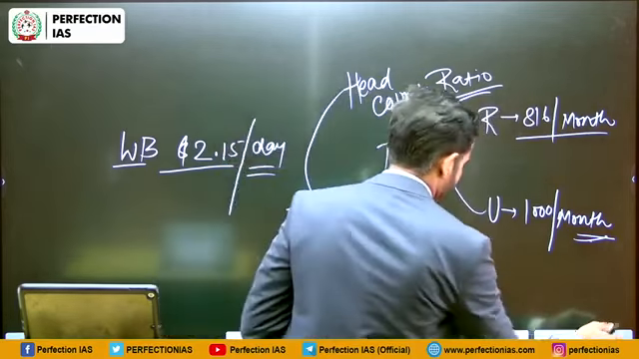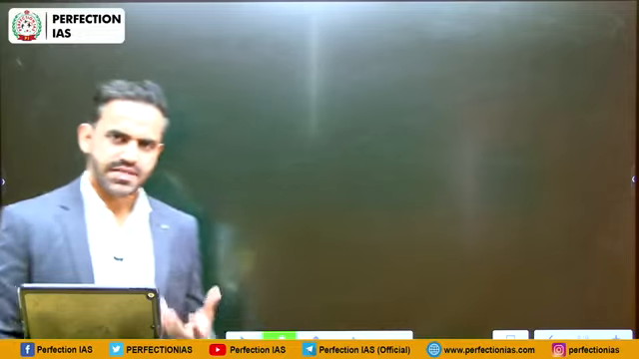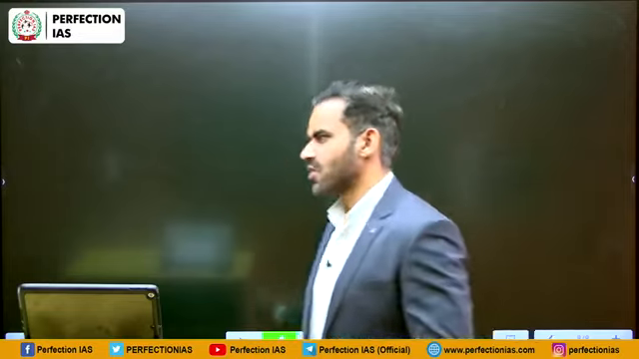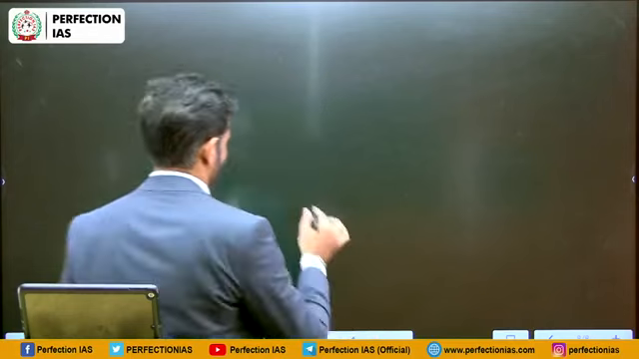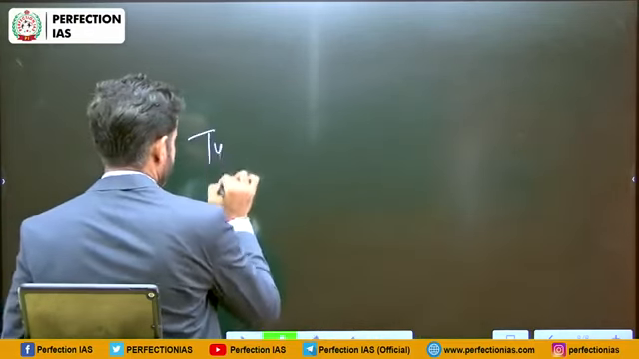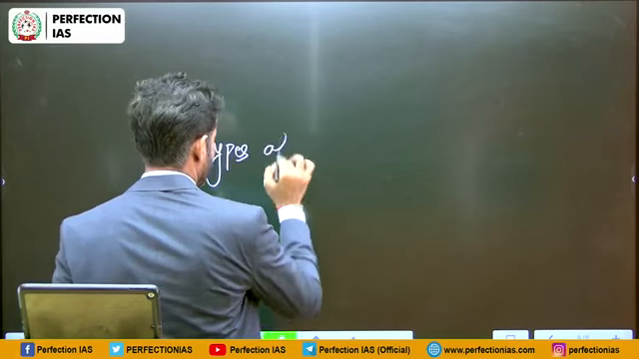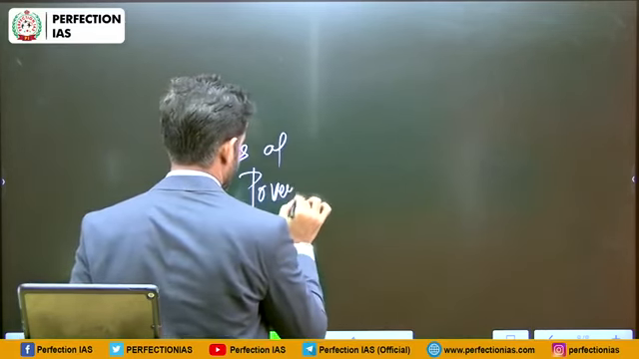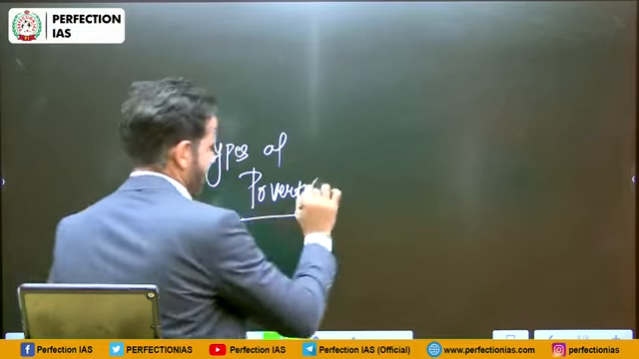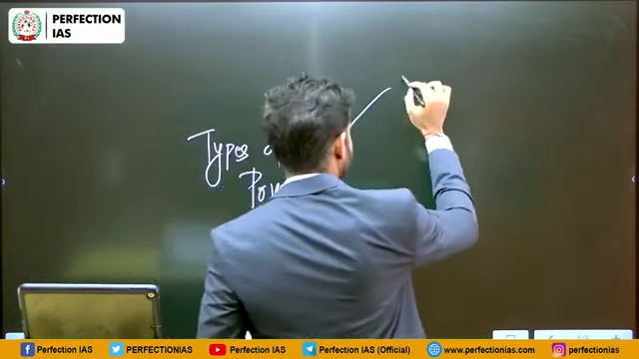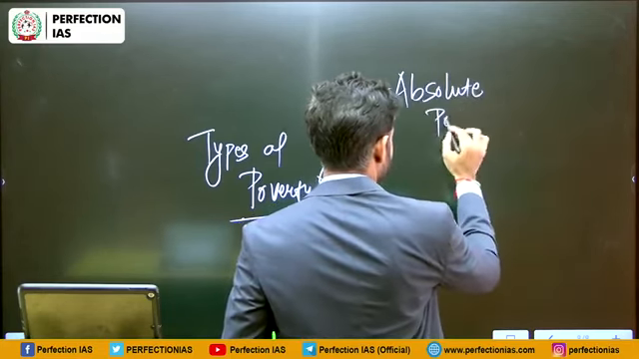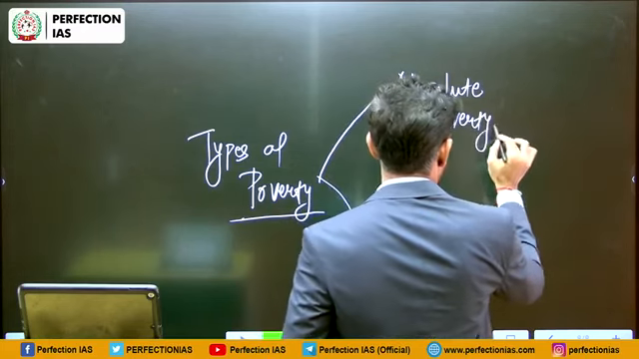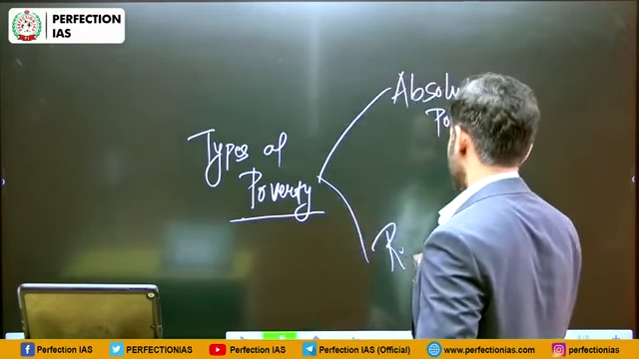Okay, so far we have discussed what is poverty. Poverty is a state where we do not have sufficient resources for our basic minimum life. What is poverty line? That means the amount which you need for your basic survival. Now, we are going to discuss the types of poverty. So, it is of two types. One is absolute poverty, and second one is relative poverty.